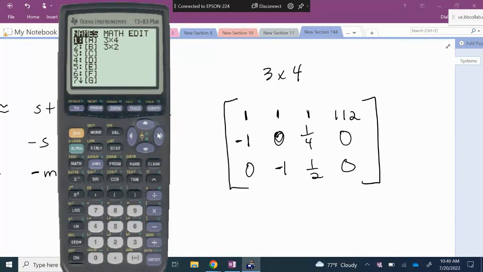I'm going to scroll over to math. I'm going to scroll to RREF. I'm going to put in matrix A. Okay, I should put in RREF, not REF. So that's math.